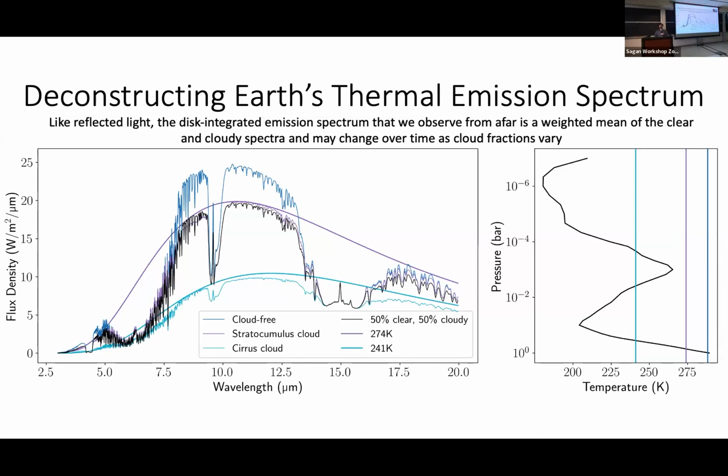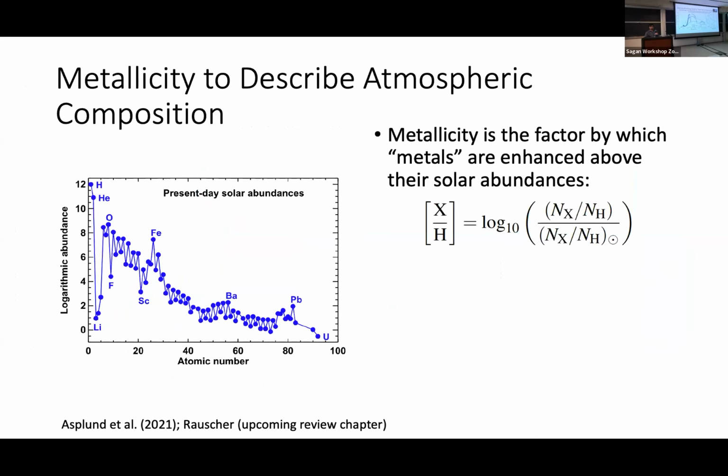Okay, so that was our deep dive into Earth's spectrum to sort of build this intuition for how reflected light and thermal emission can allow us to probe composition in clouds, temperature pressure profile, and surface or optical surface conditions. So I'm going to take a hard left turn here and move to giant planets, where we often use metallicity to describe the atmospheric composition.